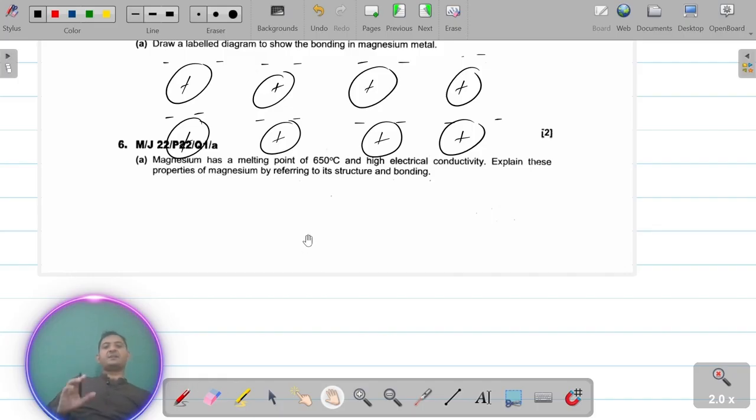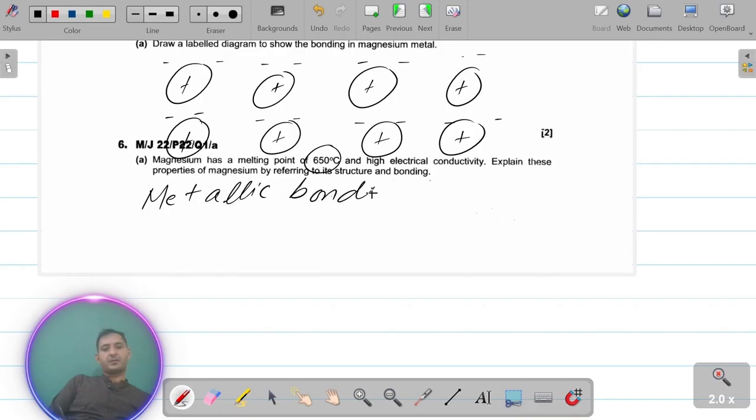Okay, magnesium has a melting point of 650 and high electrical conductivity. Explain these properties of magnesium by reference to structure and bonding. So magnesium has, number 1, a high melting point, and electrical conductivity. Explain, because it is a metal, there's a metallic bonding. Okay, and what could be the other reason?